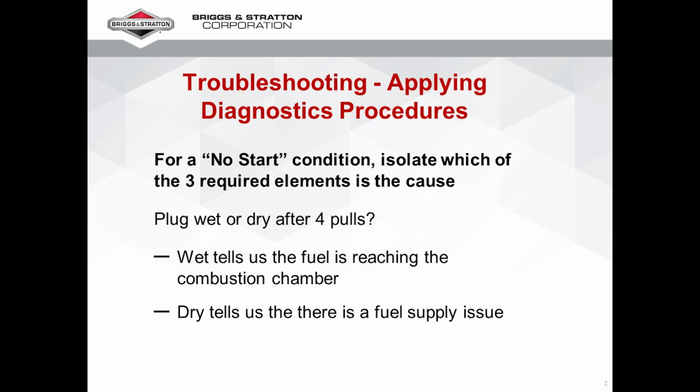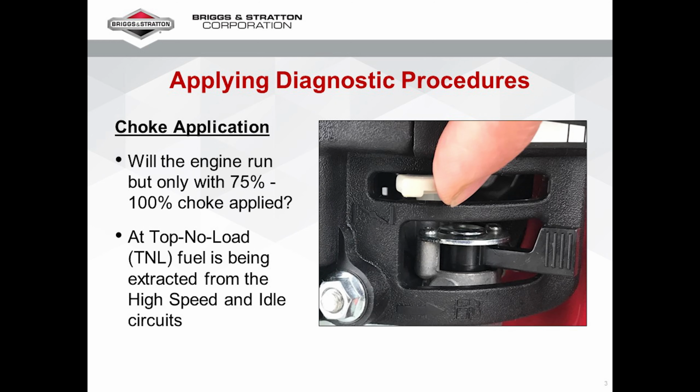The next scenario where we can apply some diagnostics is identifying if there is a partial restriction within a carb or a fuel system that is the root cause for our performance issue. With the engine up and running, however, it requires choke application to keep it from hunting and surging or altogether stalling. The chances are good the carb has a restriction in a passageway.